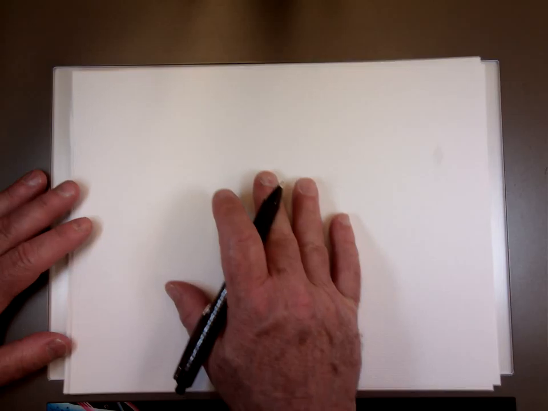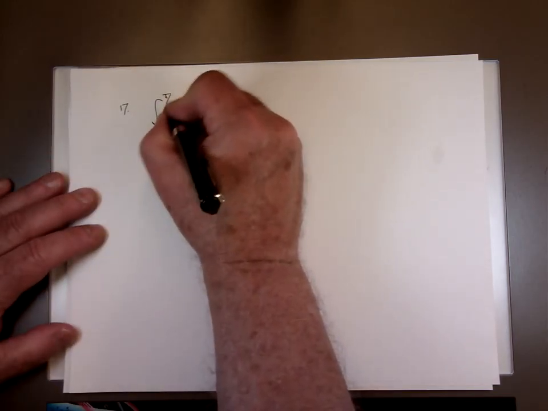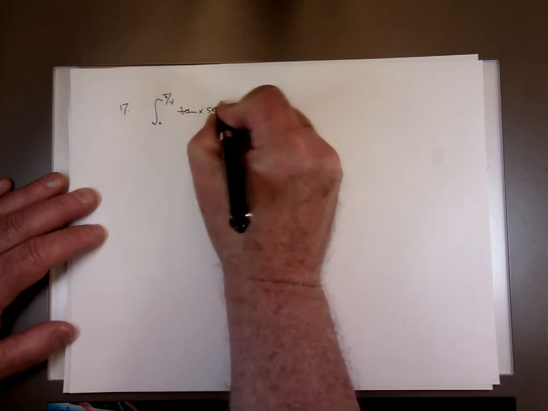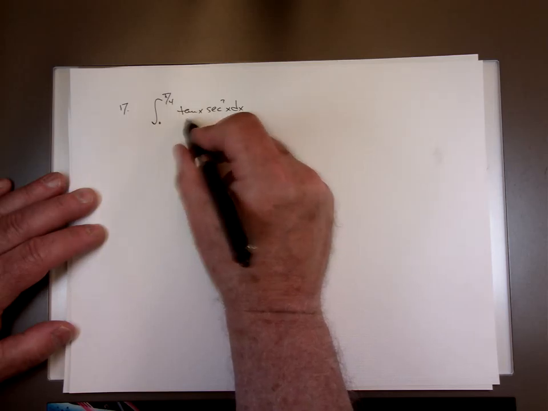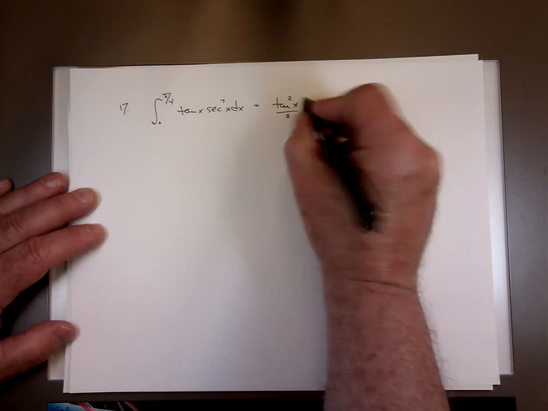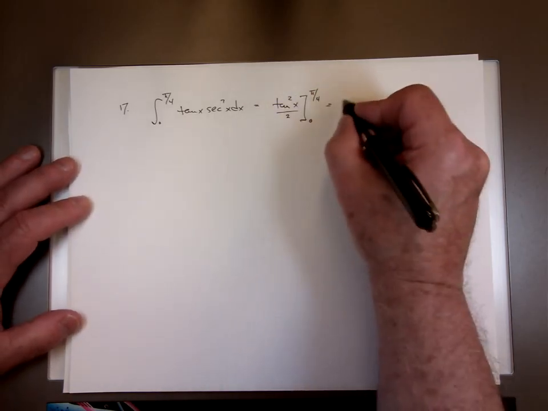All right, 17. 0 to pi over 4, tan x secant squared. U is tan, du is secant squared. You get u du, tangent squared over 2, from 0 to pi over 4. Tangent pi over 4 is 1. Tangent of 0 is 0.